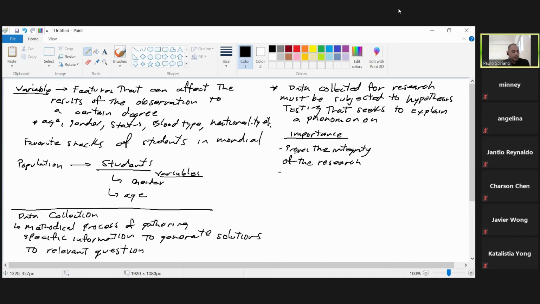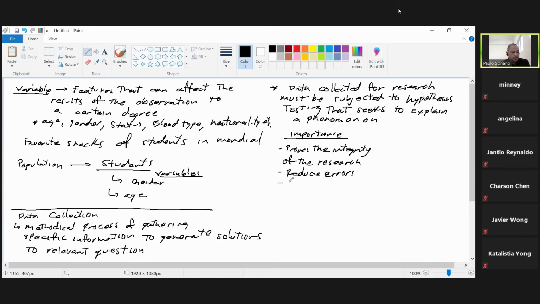Number two, aside from providing integrity to the research, it reduces errors. Right now, there are projects aiming to go back to the moon, to send a second lunar landing. But to do that, you need to reduce errors to make sure that the astronauts arrive at their destination safely. So you need to do proper data gathering there.